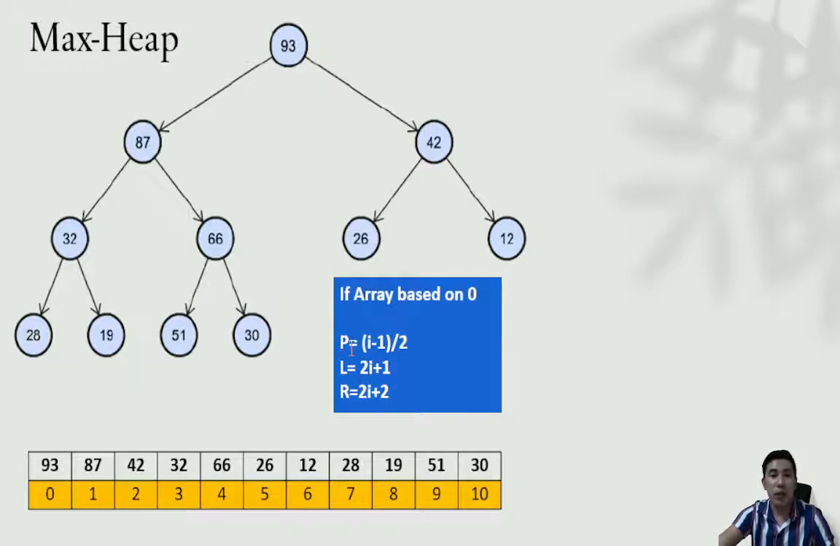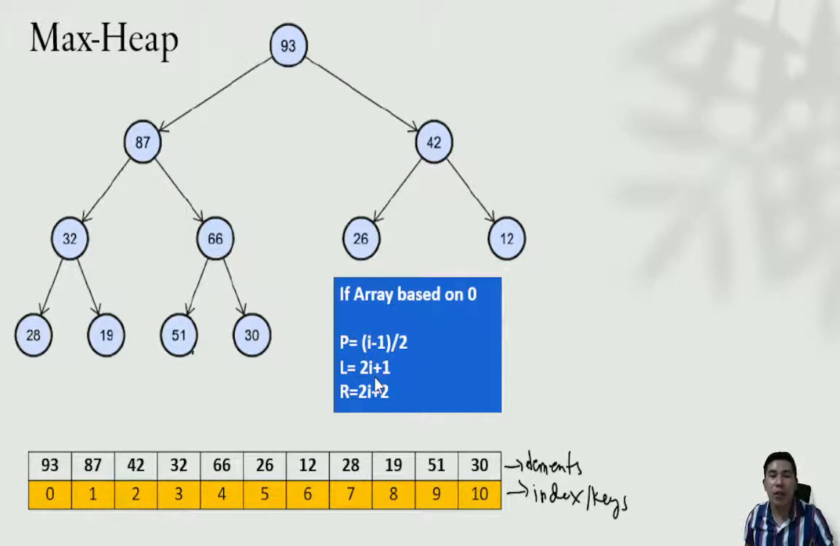To look for the parent, we are going to use the formula (I - 1) / 2, where I is your index. Right here, you have the index, so these are your indices, and these are your elements. So, using the formula to find a parent, again you use (I - 1) / 2.